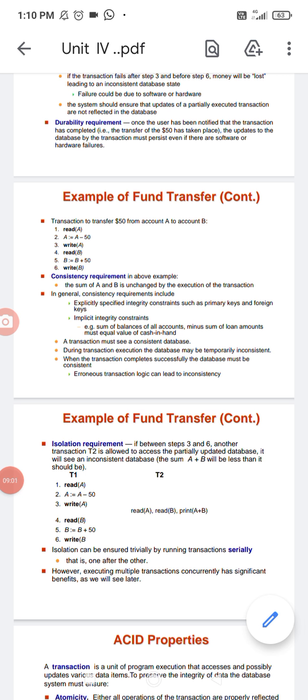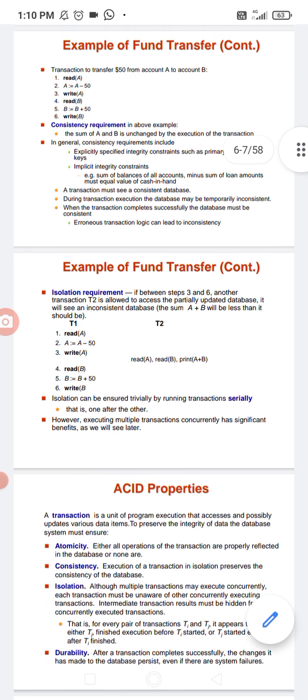Example of fund transfer isolation. Clear? Everybody, if you got the problem in 3 and 6, problem not problem, it's failure. Clear?